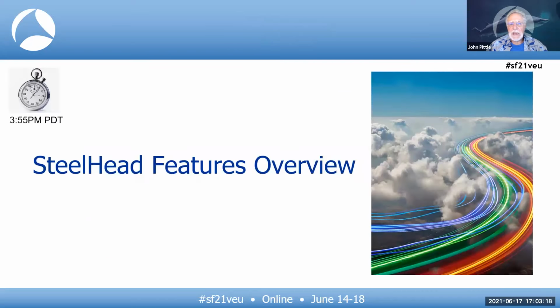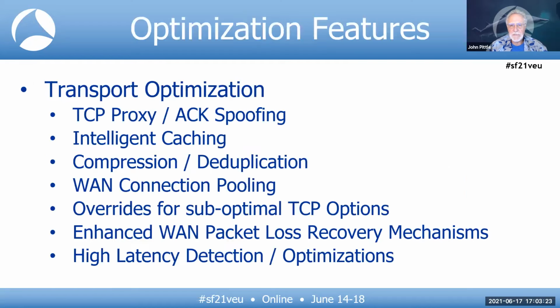And let's move now into a few slides on Steelhead features overview. So first off, some of the key features are around transport optimization, TCP proxying and spoofing, some super intelligent caching, compression, dedupe, WAN connection pooling so that connections are already open between 2 endpoints. You don't have to suffer through connection setup time, let's say from Singapore to London. The connections are already open. Overriding some TCP options at the 3-way handshake. We'll see some examples of that.